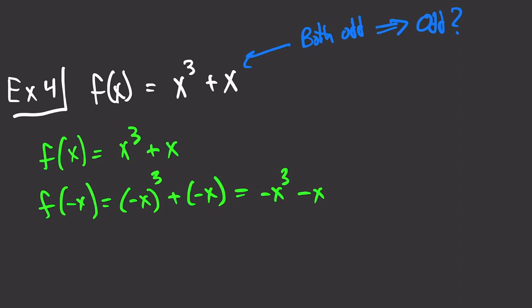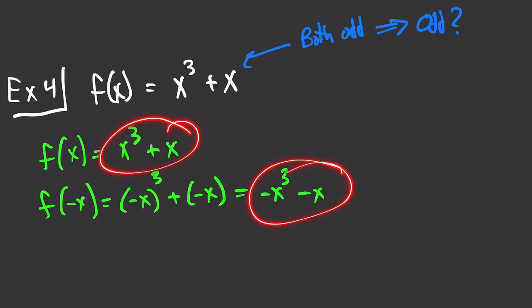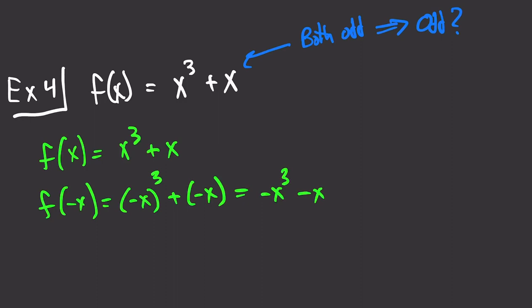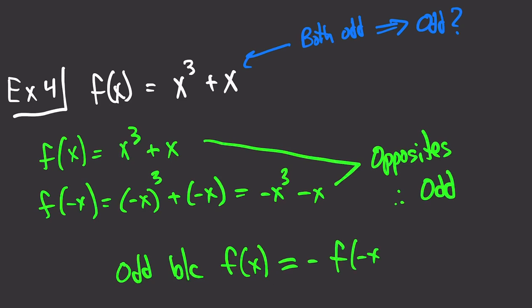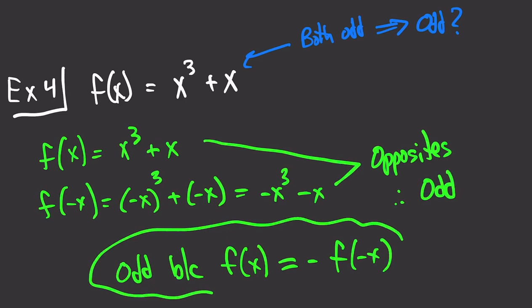So what we need to do now is compare these two. If there are multiple terms, each one has got to be the opposite, and that is true in this case. Those are opposites. Therefore, this function is odd. Now, if you had to explain this a little bit further, I would say something like: odd because f of x equals the opposite of f of -x. And that's probably a good explanation to get used to writing down to determine whether a function is even or odd or neither. Okay, let's keep going.